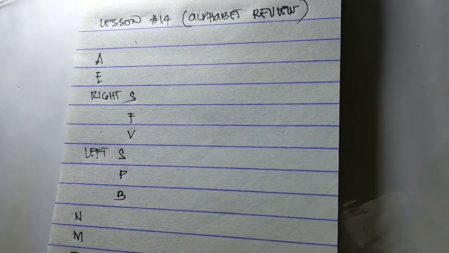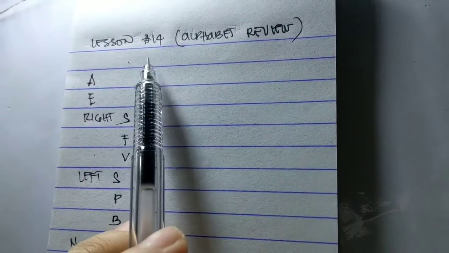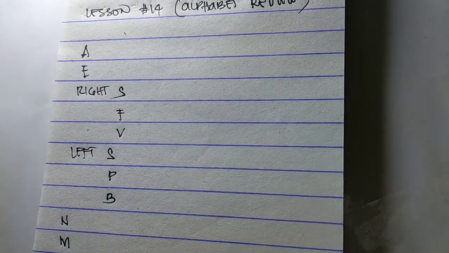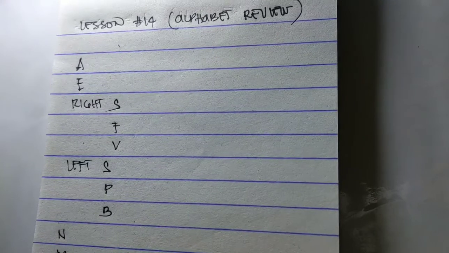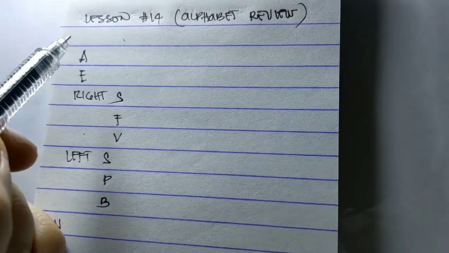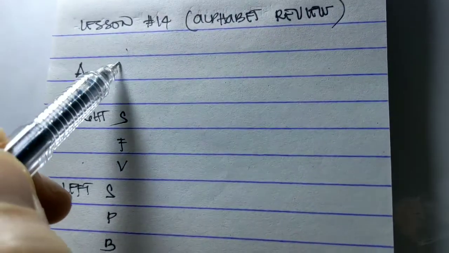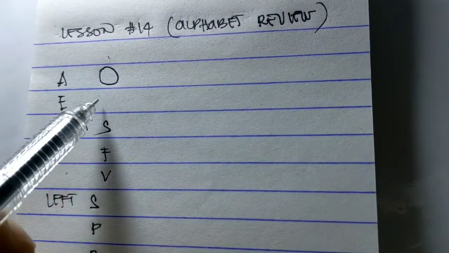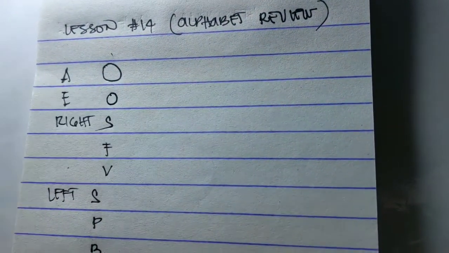Now in lesson number 14. As I told you in my previous lesson, we will discuss or review the alphabet in this lesson. So we will start with letter A. Letter A is represented by a big circle. Letter E is a tiny circle.